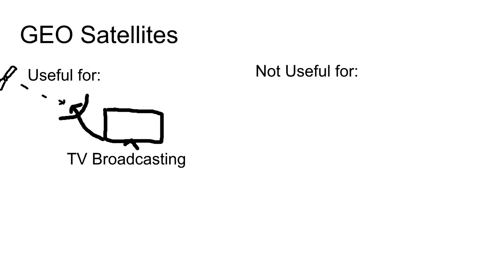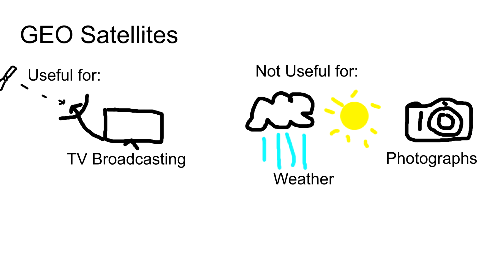GEO satellites are useful for things such as TV broadcasting, but they are not very useful for collecting information such as the weather or taking photographs, as they are such a long way away from Earth. This is where LEO satellites come in handy.